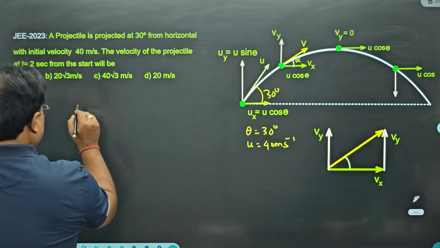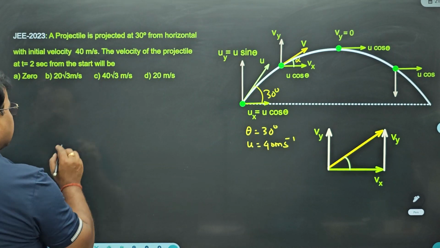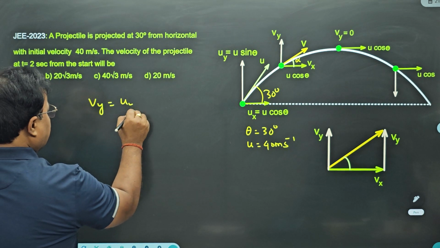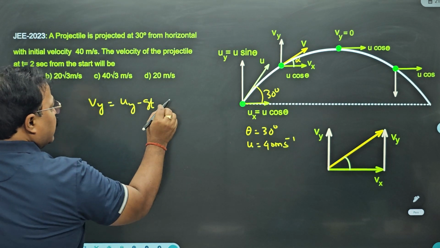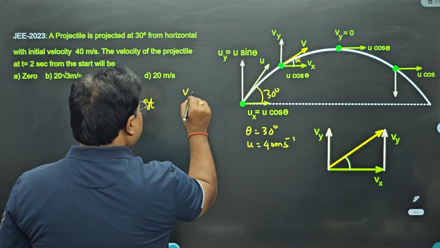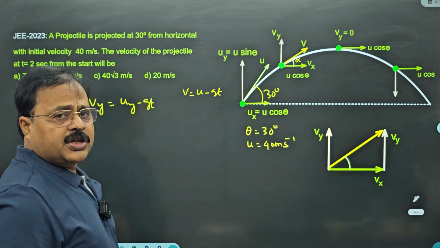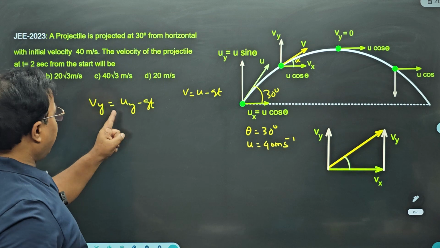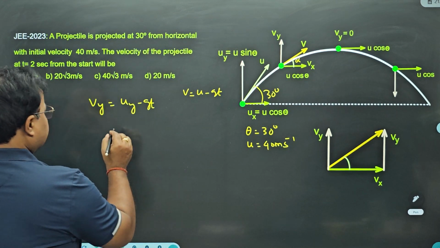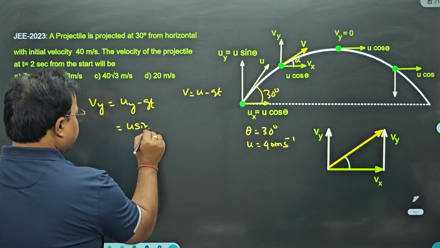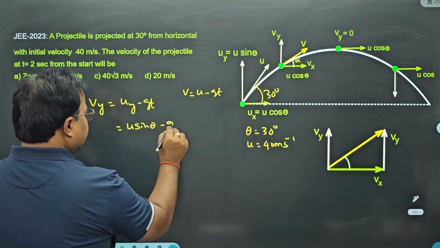At t equal to 2 seconds, I have already discussed what is the equation for vertical velocity, because vertical velocity is directly under the control of gravity. Which equation of kinematics have we used here? V is equal to u minus gt. As the vertical component of velocity is under gravity, we can write Vy is equal to uy minus gt. What is uy, my dear students? Uy is u sin theta, minus gt.